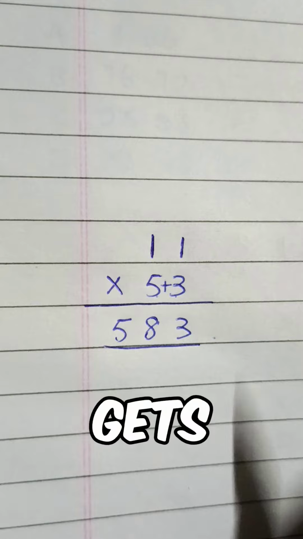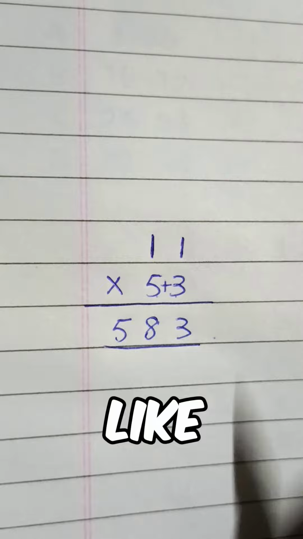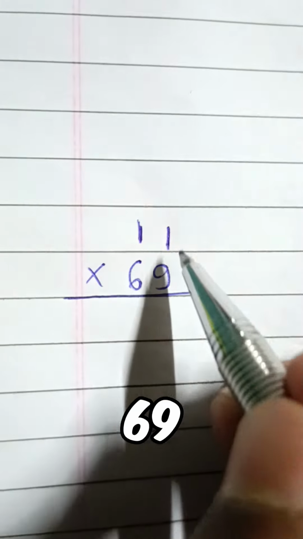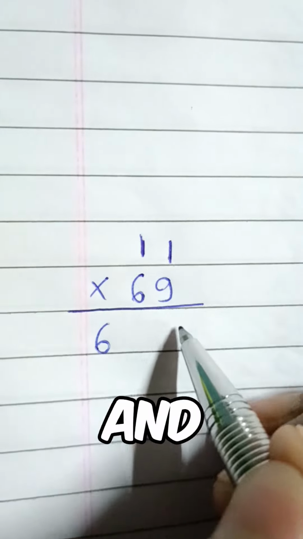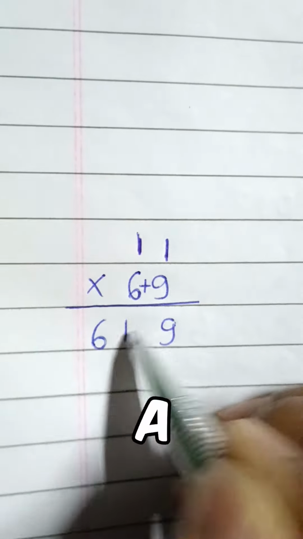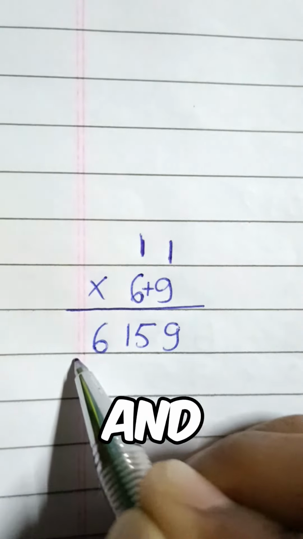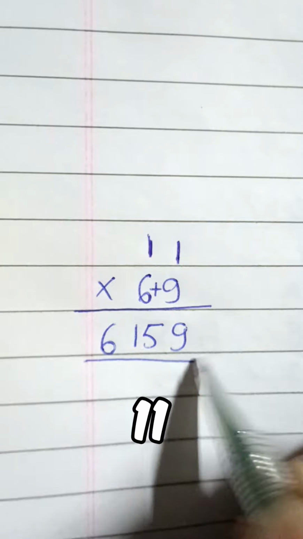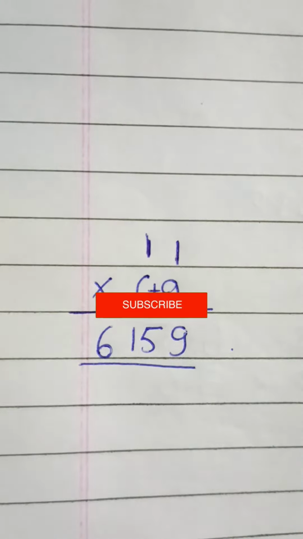The only time this trick gets a little more complicated is when doing something like 11 times 69. Now, you separate the 6 and the 9, and 6 and 9 added together are 15. And you can put a 15 here. So what you do is put the 5 here, and 1 goes here. So 11 times 69 is 759.